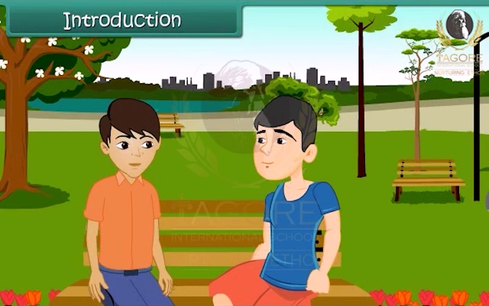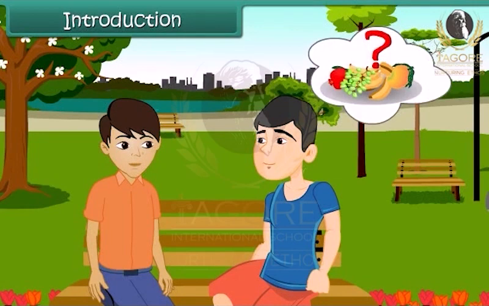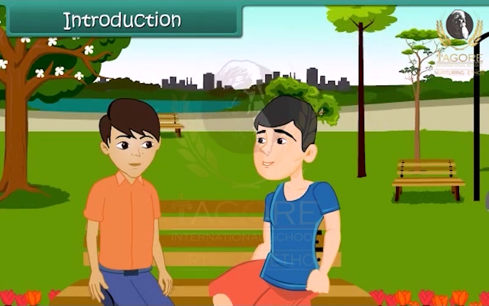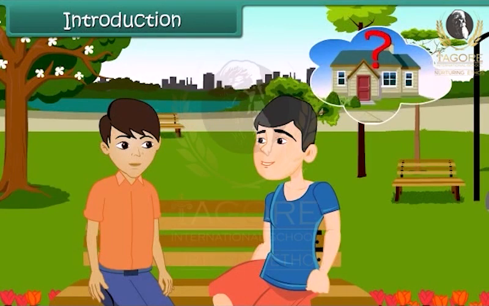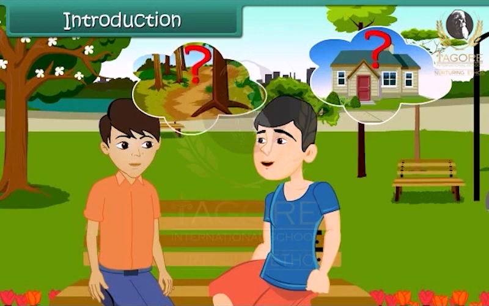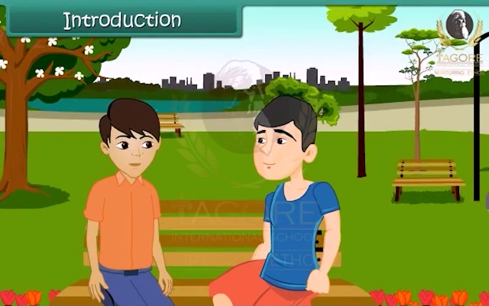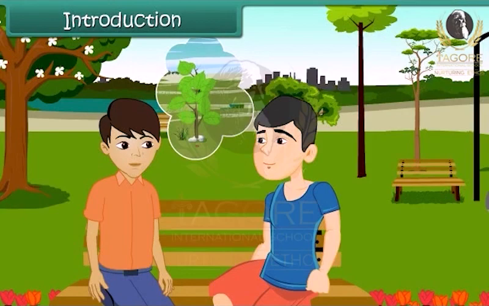She asked what they are, which give us fruits, they give us wood, which can grow on land as well as in water also, which are found in homes as well as in forests also. It's simple, dear. They are called plants.